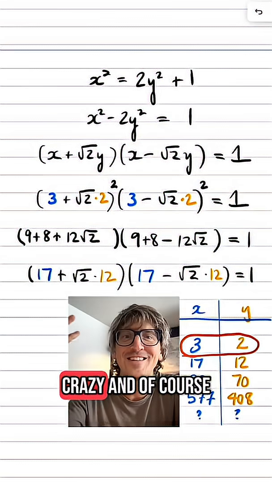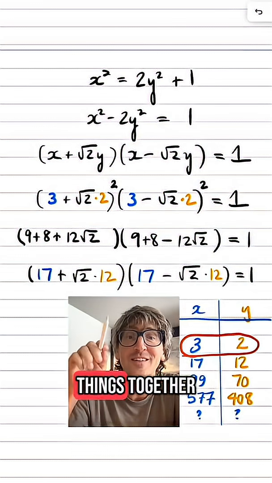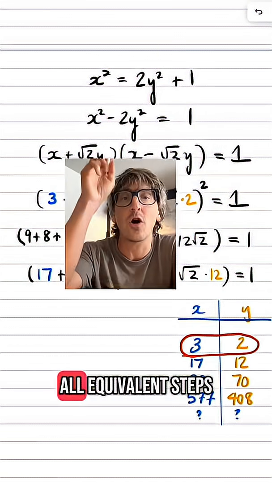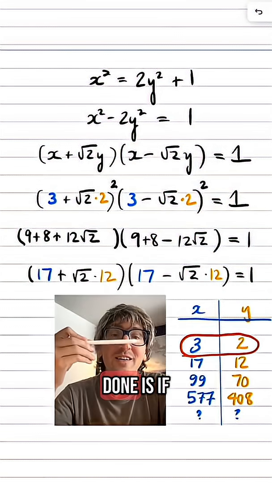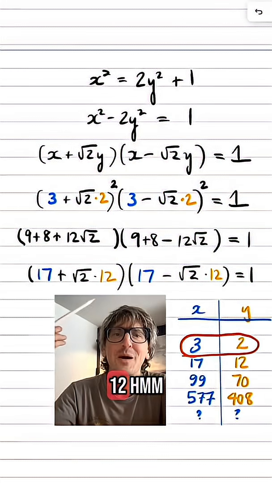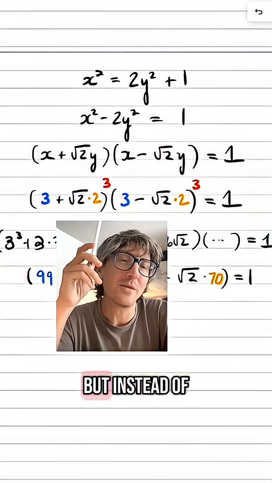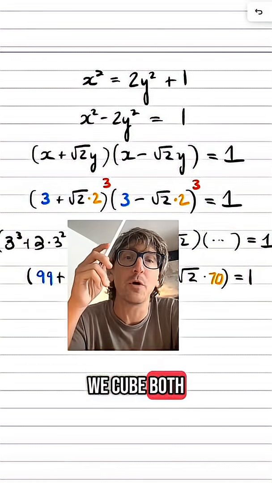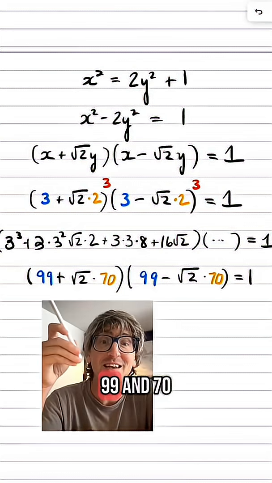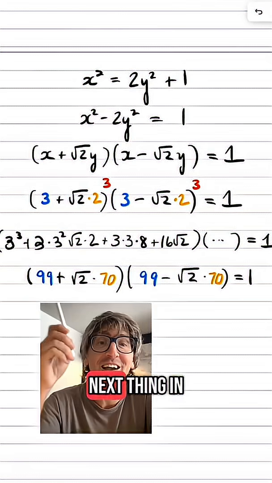That's kind of crazy. And of course, we know it's a solution because we multiply these things together and get 1. That was the same as our original equation, right? These are all equivalent steps. What we've just done is if we start with the pair 3, 2 and square both sides, we get 17, 12. I wonder how we could get the next one. If we do exactly the same thing, but instead of squaring both sides, we cube both sides, the algebra is a little bit more messy, but at the end, you get 99 and 70 as your two numbers that show up. And sure enough, that was the next thing in our table.